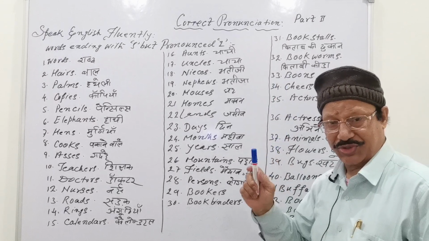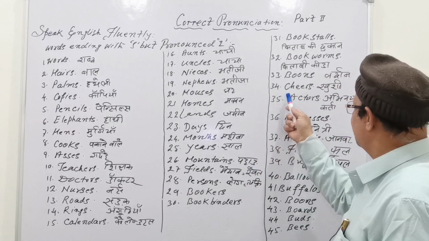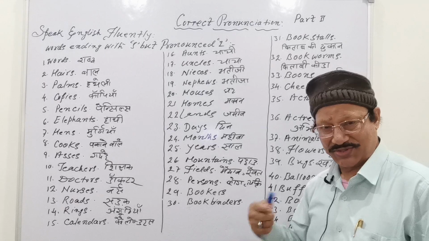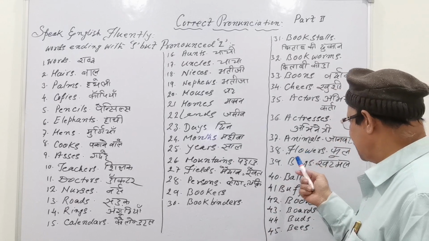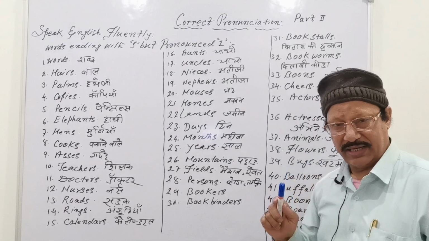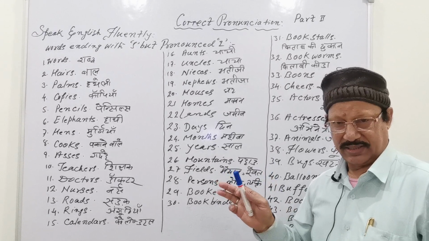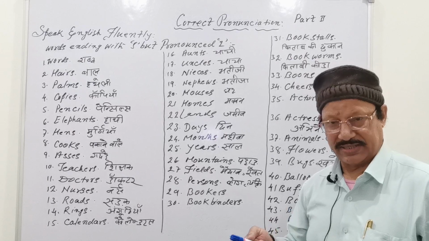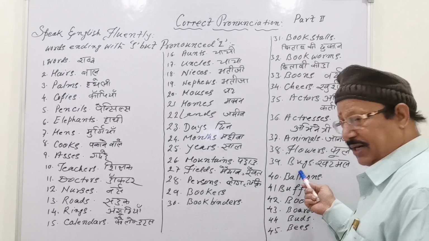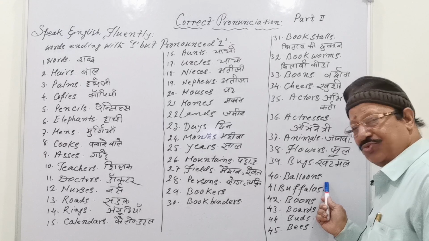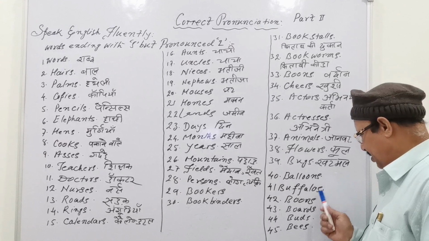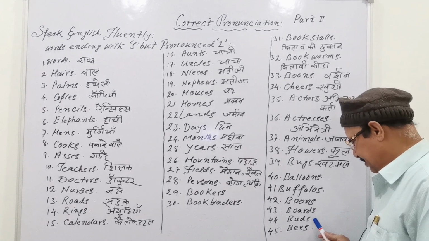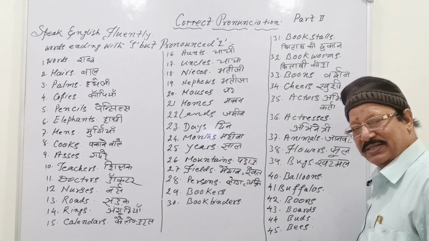Boons, boons it is. And cheers, actors, actresses. Animals, flowers, little flowers. It is not flower, it is flowers. Bugs, balloons it is. Buffaloes, boons, boards, birds, bees.